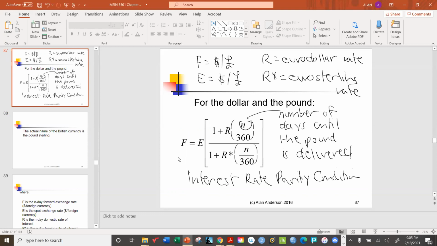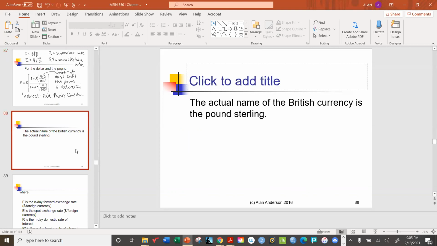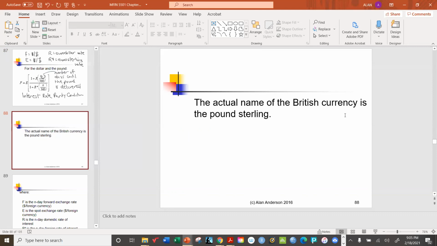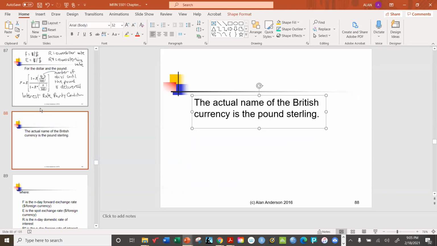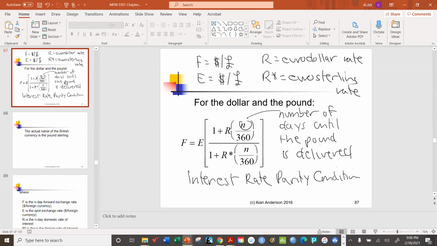Okay, so we're going to see some examples of how this works. We could use this with any currencies we want, but we'll primarily focus on the dollar and the pound just to keep it simple. We might sometimes use the dollar and the euro, but for the most part, we'll stick with dollars and pounds.